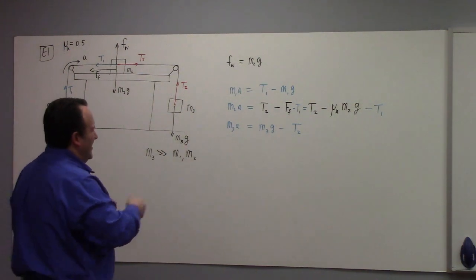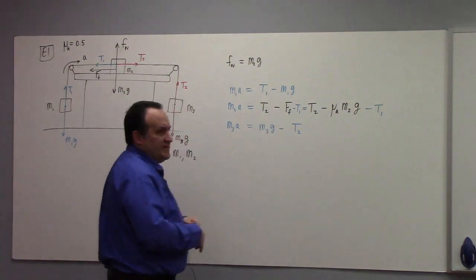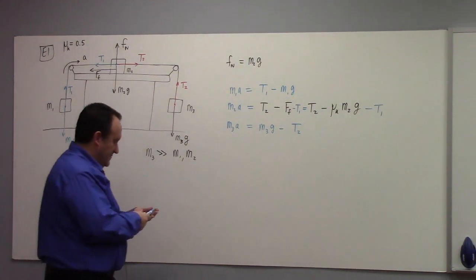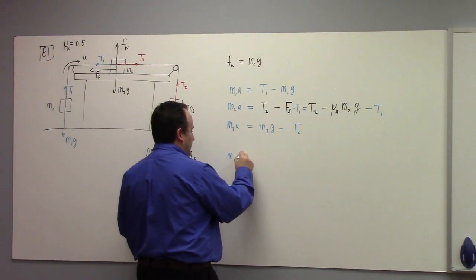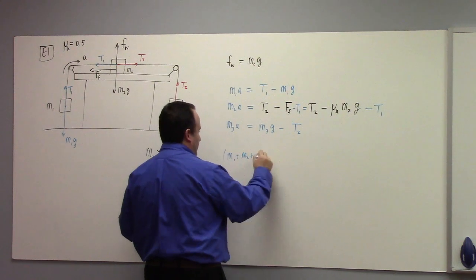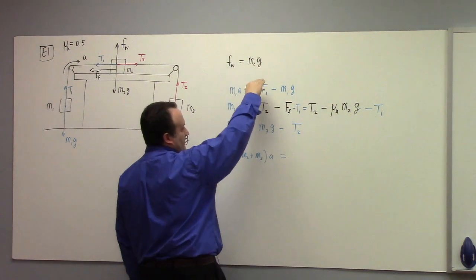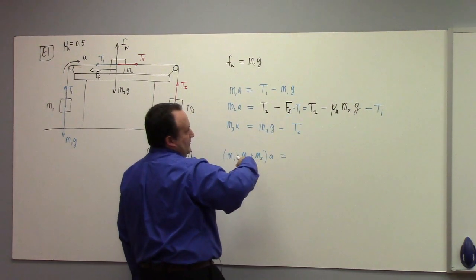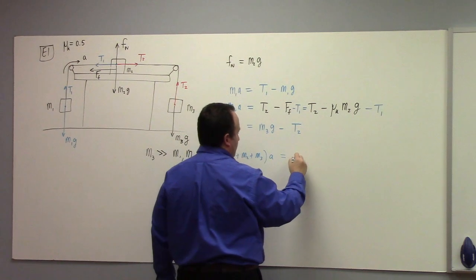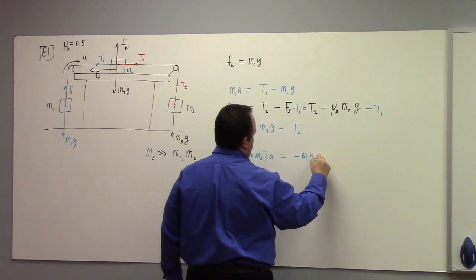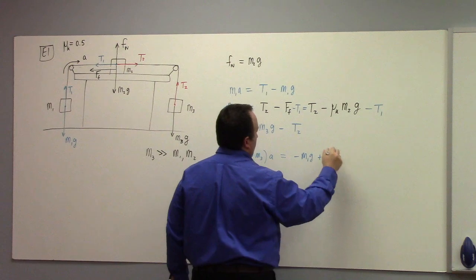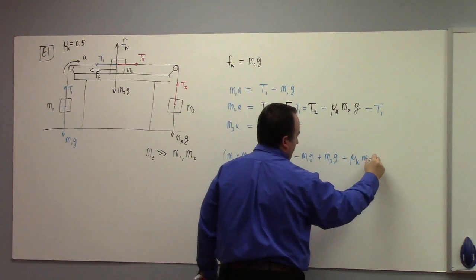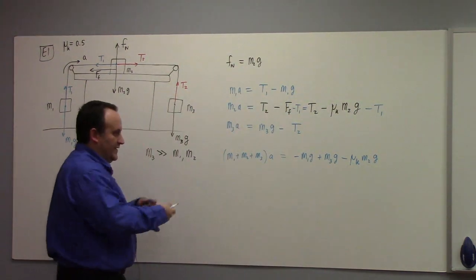Let's see here. So I think if you add all three of these equations, nice stuff happens, right? Just add all of the equations. What do you get? You get M1 plus M2 plus M3 times A equals what? Well, you see what happens when we add? The T1s cancel. The T2s cancel. And what are you left with? Minus M1g plus M3g. And in the middle, you pick up this minus mu k m2g, like that. And then you can find the acceleration, right?